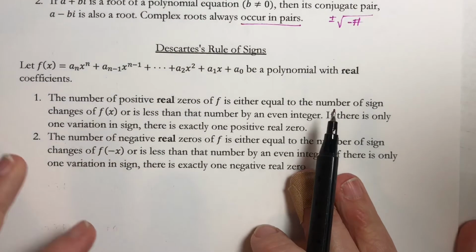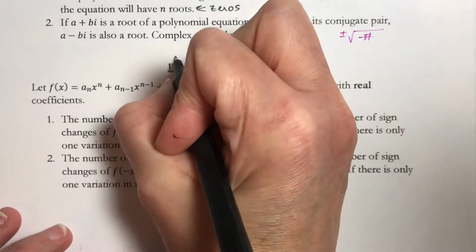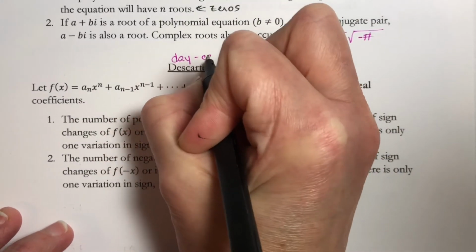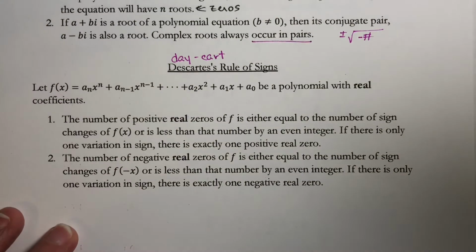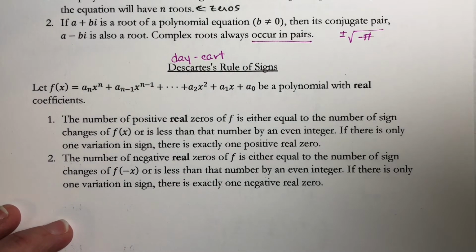Now let's talk about Descartes' rule of signs. This is pronounced Descartes. He's a French philosopher and mathematician. He is the one responsible for coming up with our graphing system. The rectangular coordinate system is also called the Cartesian coordinate system, coming from René Descartes, Cartesian. He's also the philosopher who said, "I think, therefore I am." A lot of us have heard of that, even if we don't necessarily know what he was talking about.